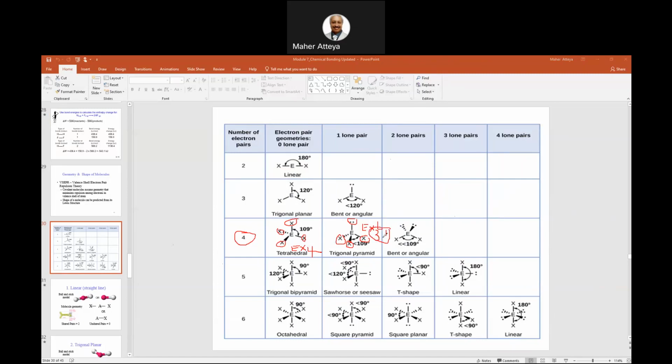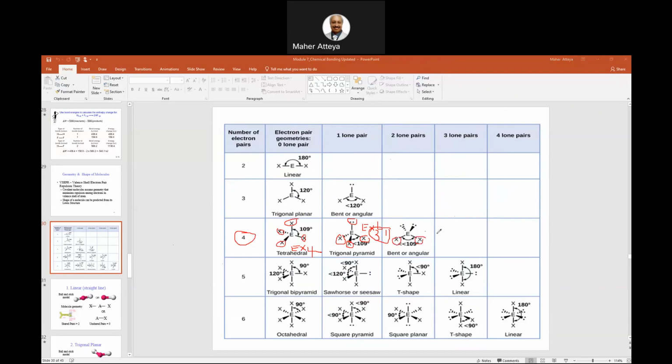So how do you memorize this? You memorize by the code. You look at the code and you can determine. EX3L1. This is a trigonal pyramidal. Now, if you have the same thing here, 1, 2, but you have 2 lone pairs.